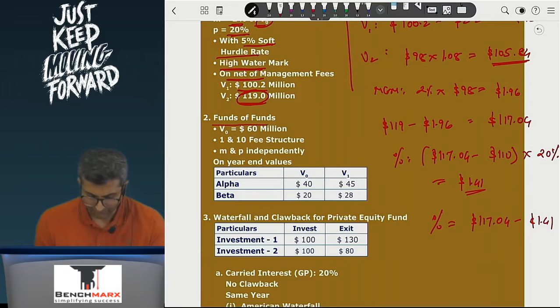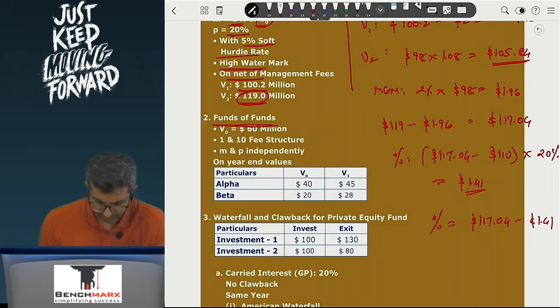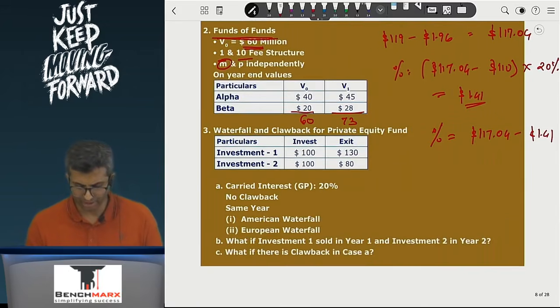Okay, now in case of a fund, what I'm doing is I'm investing in funds of the other companies, and hence over here if my value is 60, there's a 1/10 fee structure, and M and P are independent. On a year-end value of alpha and beta, these are the two funds in which I've invested. 60 I've invested, it becomes 45, and 28, I believe 73, and hence over here there will be 1% of opening, then 1% of 60, and then 73 minus 60, that is 13 into 10% will be your incentive fee. So over here these are your incentive fees.